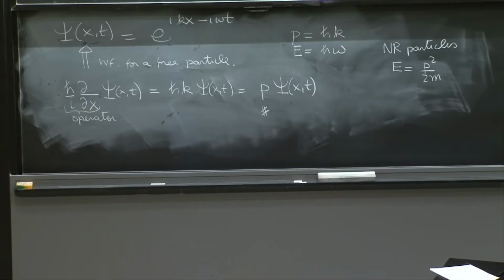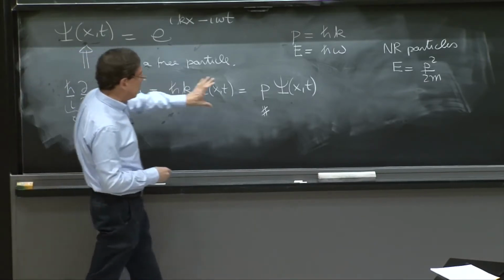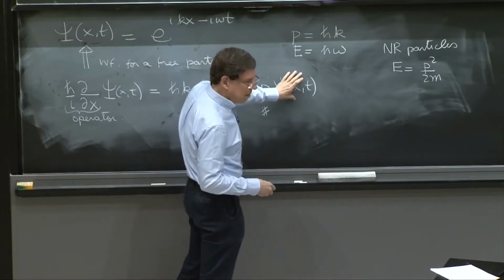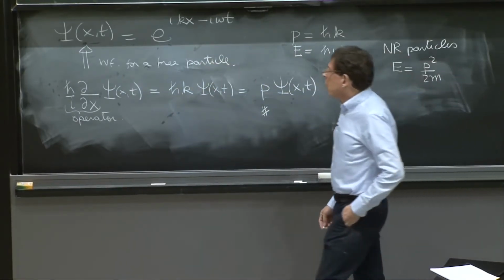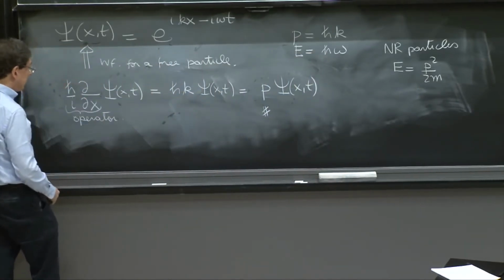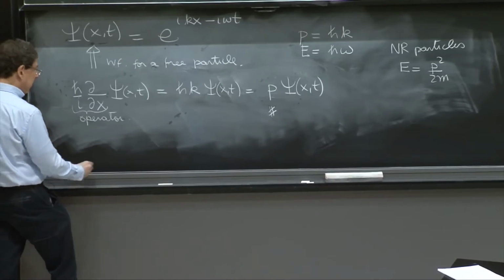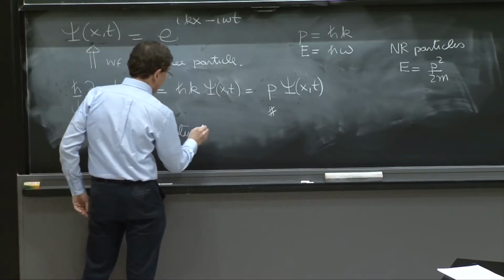Now, it couldn't be that acting on the wave function just gives you the momentum, because the exponential doesn't disappear after the differential operator acts. So it's actually the operator acting on the wave function gives you a number times the wave function, and that number is the momentum. So we will call this operator, given that it gives us the momentum, the momentum operator.